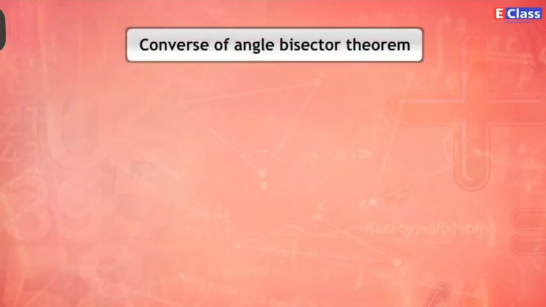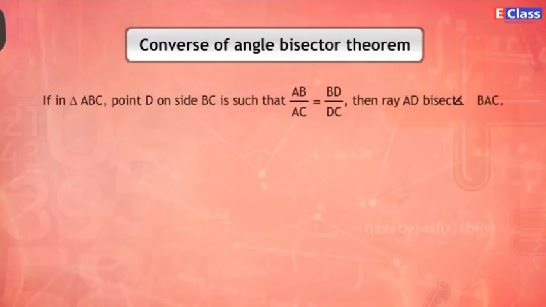Converse of angle bisector theorem. If in triangle ABC, point D on side BC is such that AB upon AC is equal to BD upon DC, then ray AD bisects angle BAC.